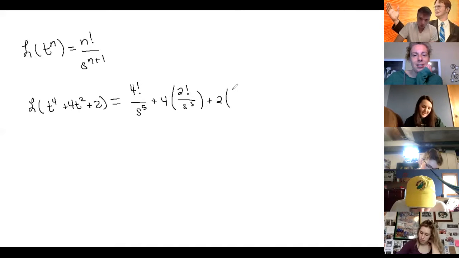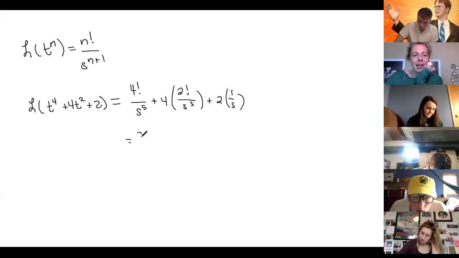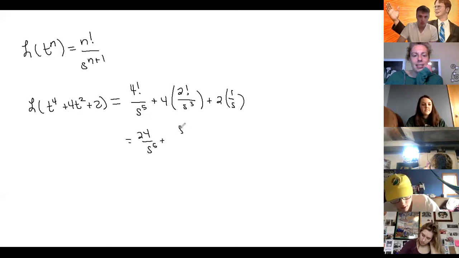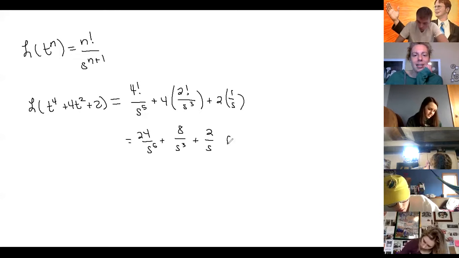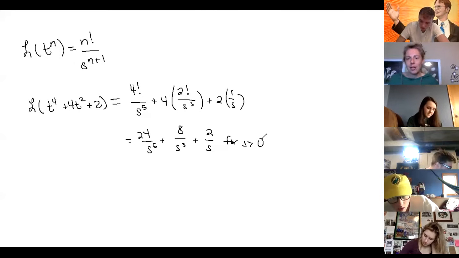What was our Laplace transform of 1 way back from the beginning of class? Just 1 over s. Absolutely. So if we want to, we can rewrite this as 24 over s to the 5th plus 8 over s cubed plus 2 over s. And again, in terms of the domain, this is for s bigger than 0. So there's your Laplace transform.